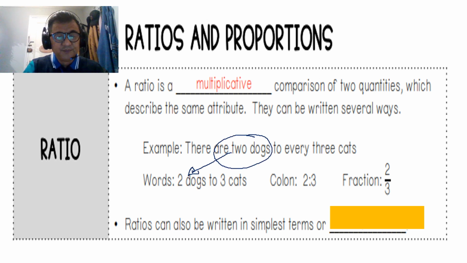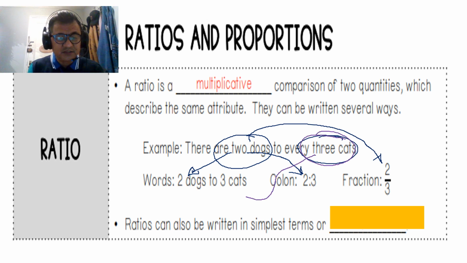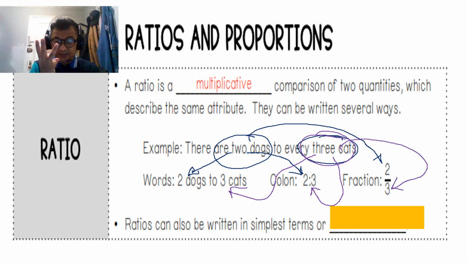See that? If I use a colon, number 2 goes first. If I use a fraction, 2 is on the top. Okay, the order is important. And for the three cats, if I use words again, the three cats, that means the 3 is the second number. If I use a colon, the 3 is the second number. If I use a fraction, 3 is at the bottom. Okay, again, three ways, and the order is important.